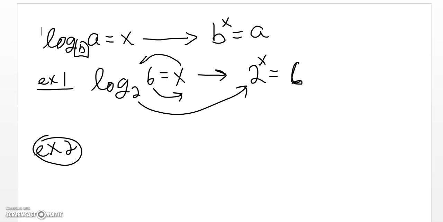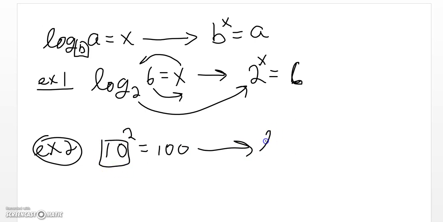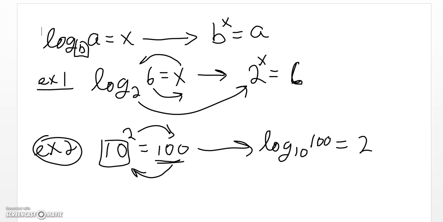It's, let's just say, 10 to the second power equals 100. Then 10 is my base, so log base 10. The 2 goes to the other side of the equation, or equals, and the 100 moves to the other side and goes inside the logarithm.